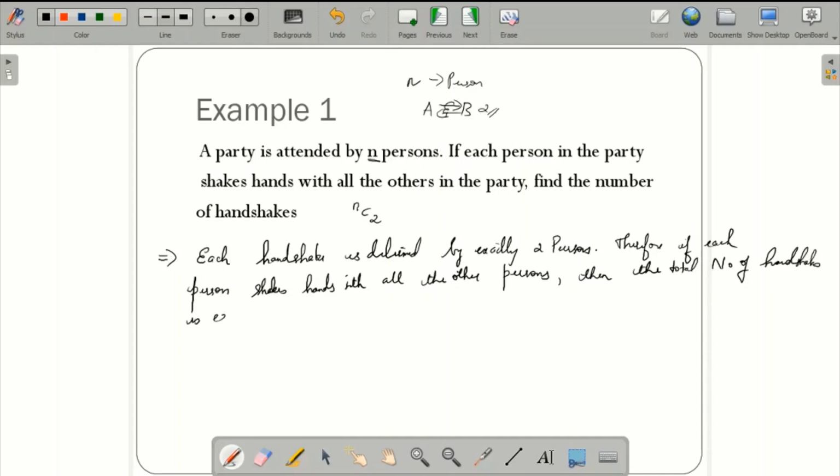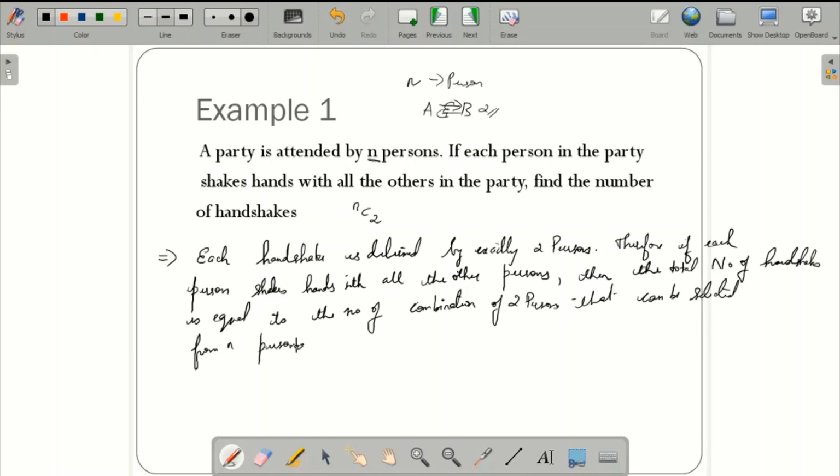is equal to the number of combinations of two persons that can be selected from the n persons. So the solution is nC2, that is nothing but n factorial divided by n minus 2 whole factorial into 2 factorial.